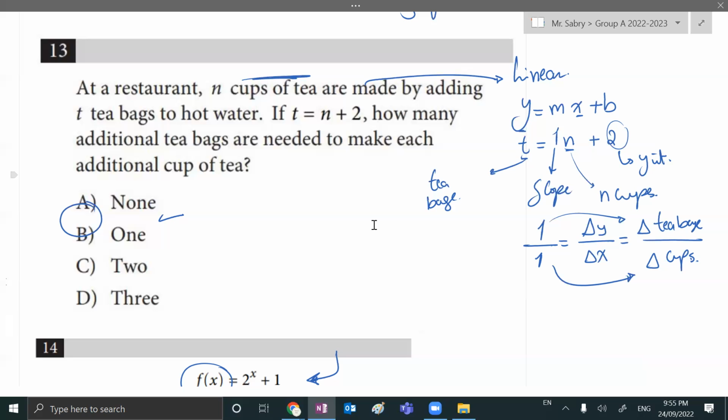Why is the plus 2 present here? Is it just for confusion? The plus 2 is the y-intercept. It's what you started with. You started already the whole thing with 2 tea bags.